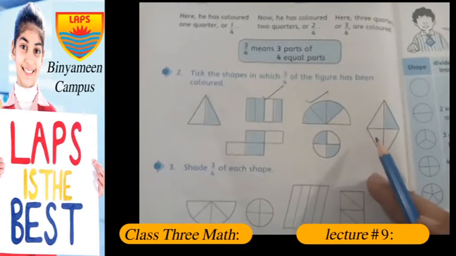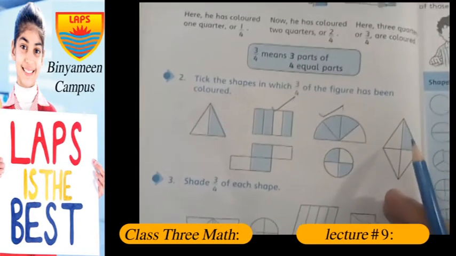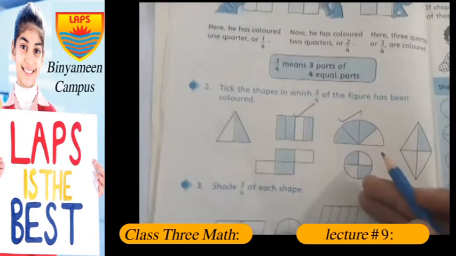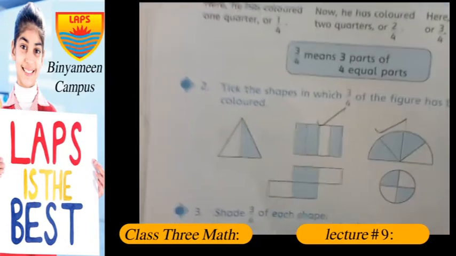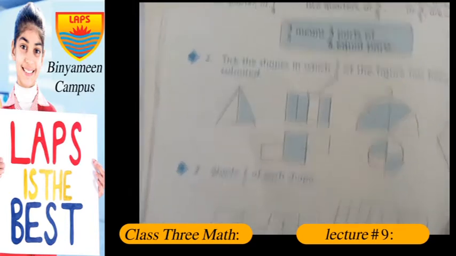Now this shape, the kite here, has four equal parts, but only one of them is colored, so it will not be ticked. And these two only have two of the parts colored, so they will not be selected.